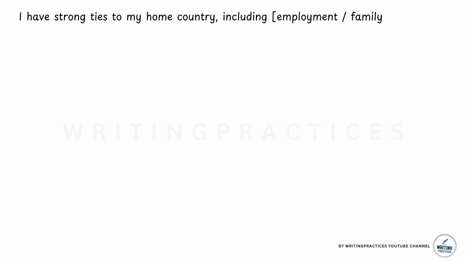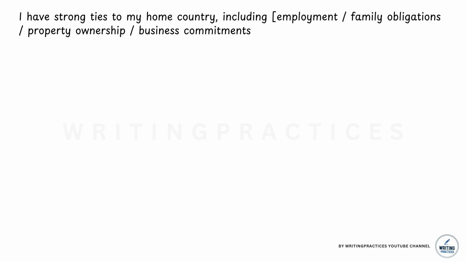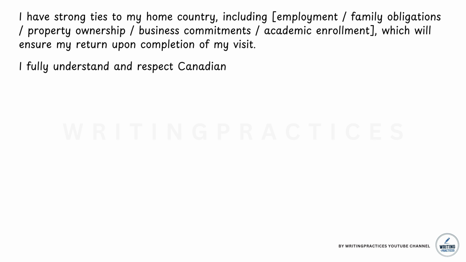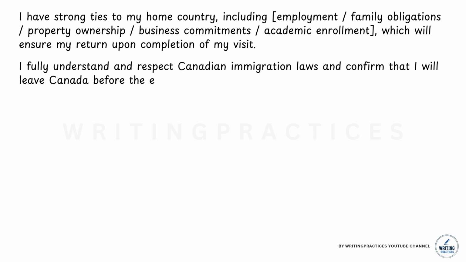Paragraph 7. Ties to home country. Explain why you will return home after your visit. For example, I have strong ties to my home country, including full-time employment, property ownership, and immediate family responsibilities. This is one of the most important parts of your application. It reassures the visa officer that your visit is temporary. Paragraph 8. Immigration compliance. Confirm your commitment to Canadian immigration rules. For example, I fully understand and respect Canadian immigration laws and confirm that I will leave Canada before the expiry of my authorized stay. This demonstrates responsibility. Keep this statement formal and confident.